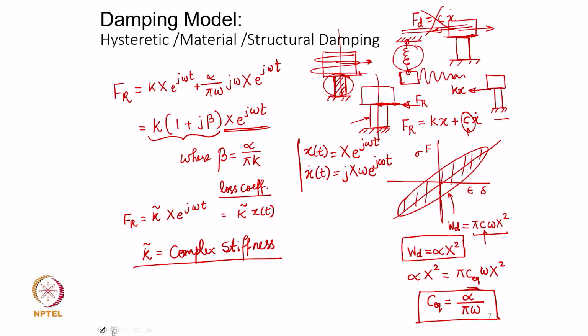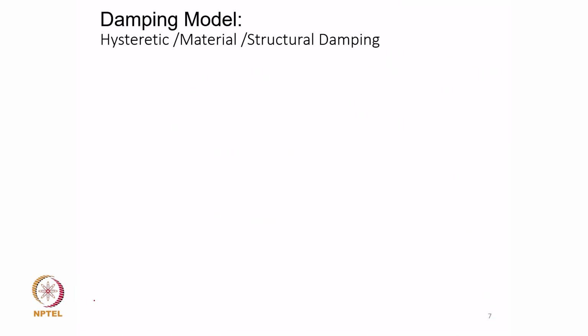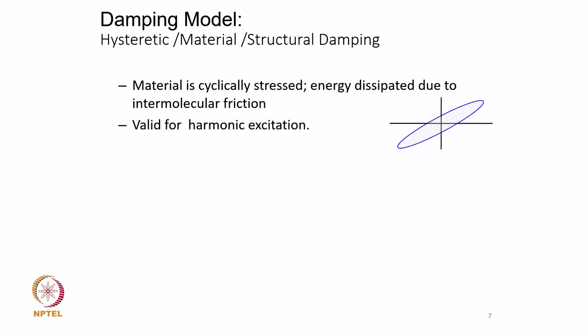So, let us look at all of these. So, the damping that you generate through the structural damping case is through energy dissipated due to intermolecular friction. Of course, we have derived this expression by assuming harmonic motion. So, it is valid for harmonic excitation case.